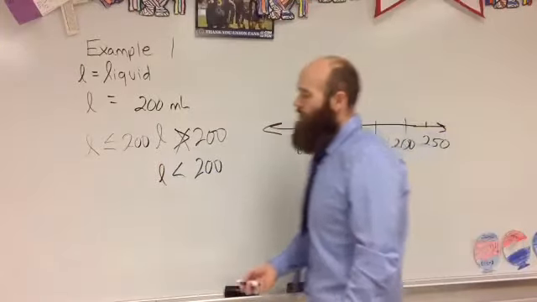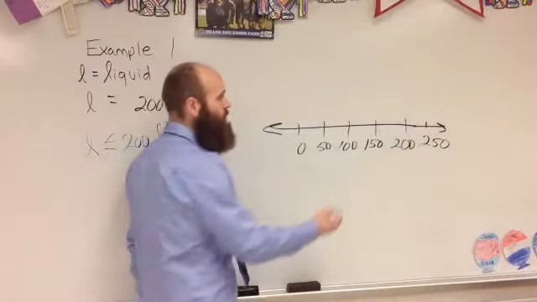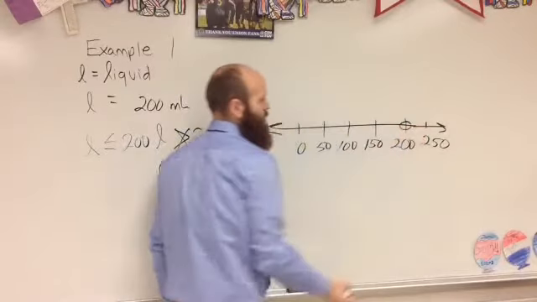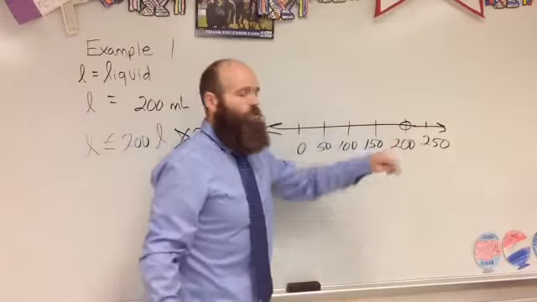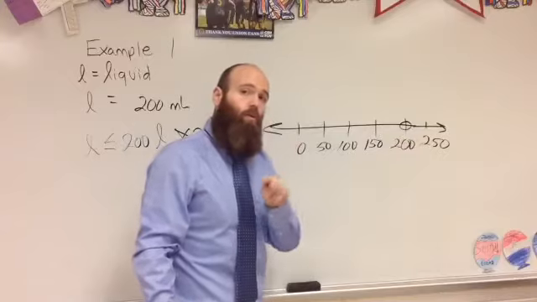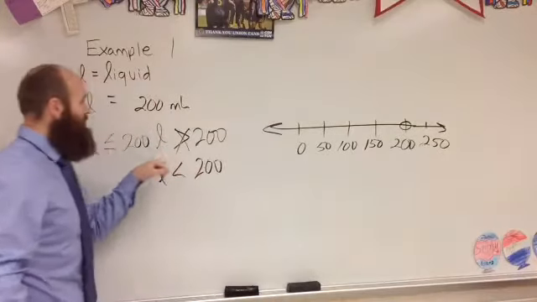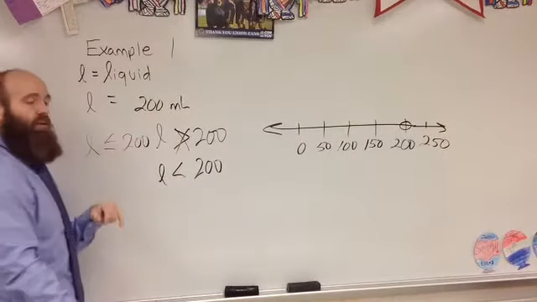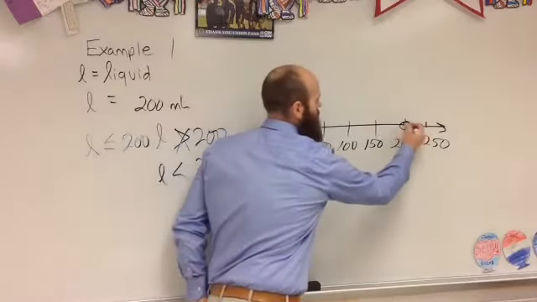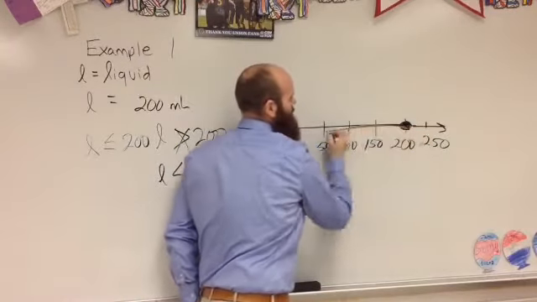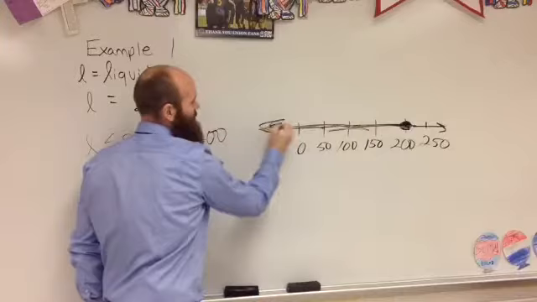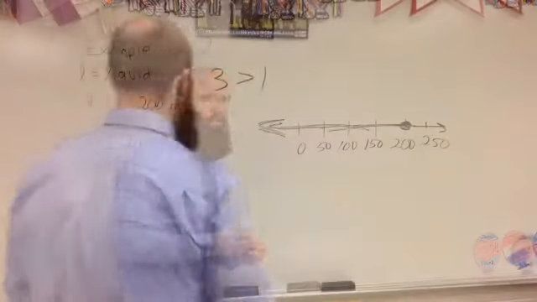Now, when we graph this, we're going to go to 200 and put a circle. We have two options: keep that circle open or close it. If we see this equal sign here, then we're going to close that circle, and we're going to highlight everything less than 200 because that's how much you can fit.